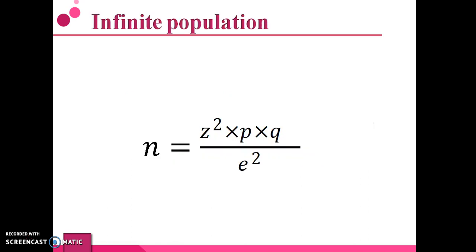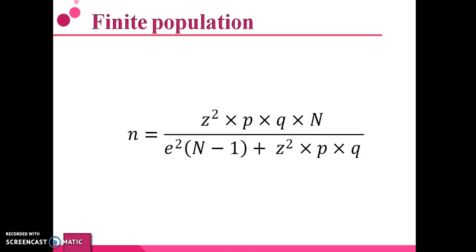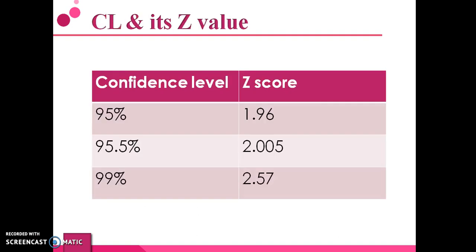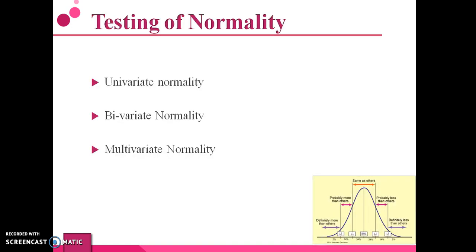For the proportion, we use P and Q. P is the proportion, the probability of success, and Q is the probability of failure, that is, the probability of the sample taken and the probability of the sample left over. Based on this calculation, we arrive at the sample size. Here also capital N represents the population. These are the different confidence intervals to be taken by the researcher.